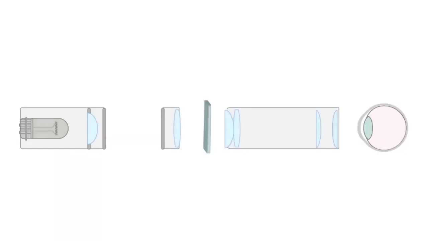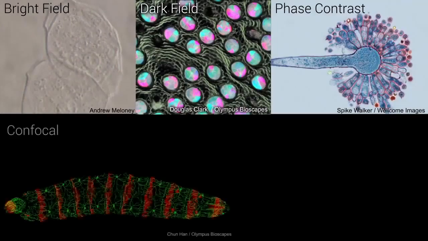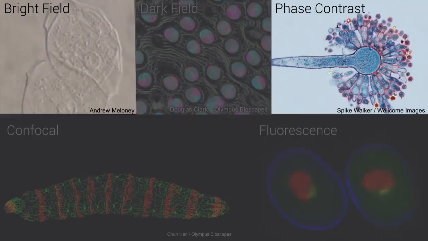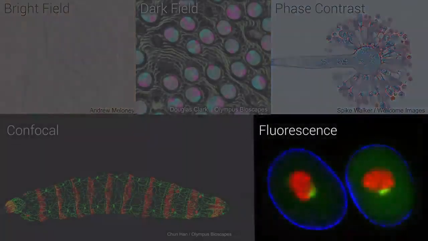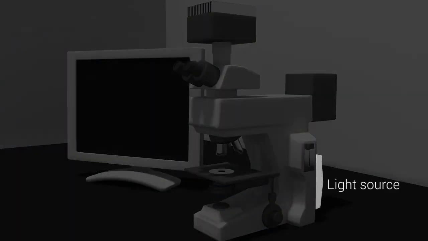In this animation, we will provide you with an overview of optical or light microscopy, in which light is focused through a lens or a series of lenses to magnify or enlarge a sample. There are several different types of light microscopy, including bright field, dark field, phase contrast, confocal, and fluorescence. In this animation, we will touch upon bright field and phase contrast microscopy, and then we will discuss fluorescence microscopy in the next animation.